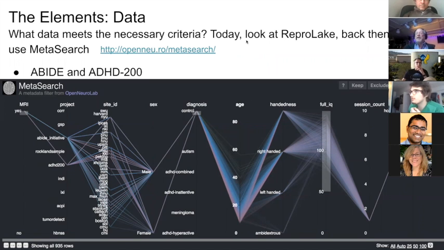So this is Metasearch. I introduced ReproLake here because this is really what ReproLake is trying to extend, to give that same sort of functionality, and someday with a front end interface to be able to access the ReproLake content.